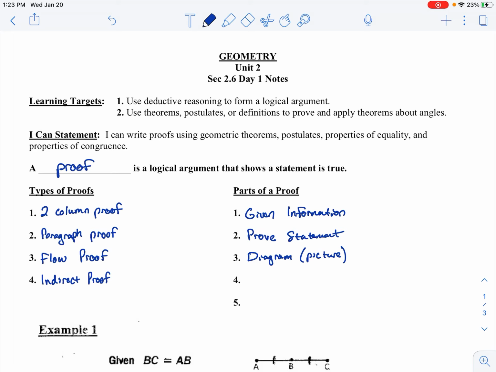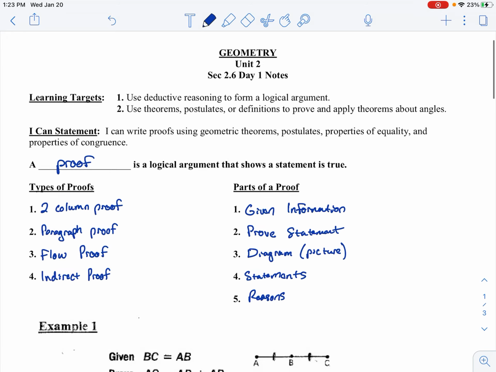If you're wondering what the heck do we got to do then, it's pretty simple. You just have to come up with the bridge from the given to the prove statement, which is the statements and the reasons. And we saw that with an algebraic proof. As we move on through the proof, we'll have to justify each step as we go.